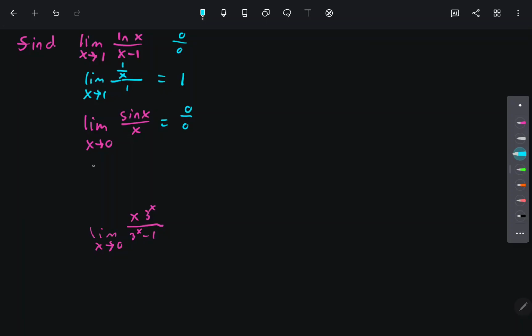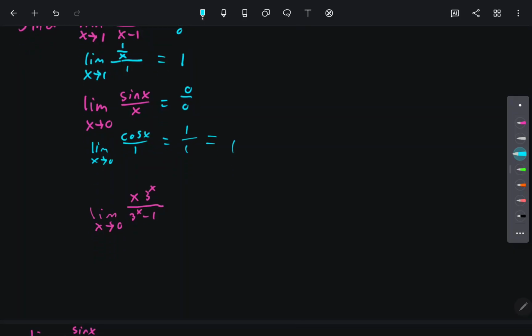So let's take the derivative of the numerator and the denominator. So the limit as x approaches 0 of the derivative of the numerator, which is cosine of x, divided by the derivative of the denominator, which is just 1. Cosine of 0 is 1 over 1. So our answer is 1.